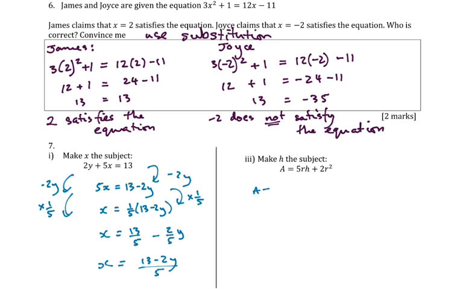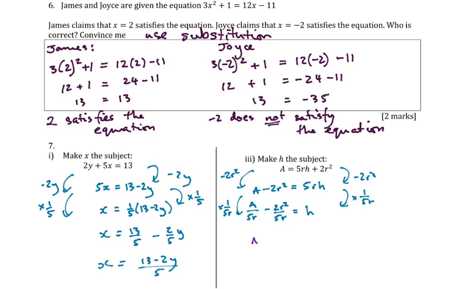Okay. For this question, we're going to make h the subject. The first thing we might do is subtract 2r squared from both sides using an additive inverse. From here, we're going to use a multiplicative inverse. The quickest way to do it is to times both sides by 1 over 5r. If we times each term on the left-hand side by 1 over 5r, we get a over 5r minus 2r squared over 5r. And this is just equal to h. So this answer is correct. H is the subject. Done. We could have written this as a minus 2r squared all over 5r, same thing.